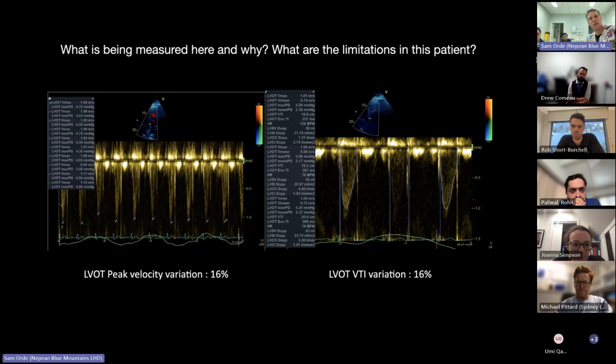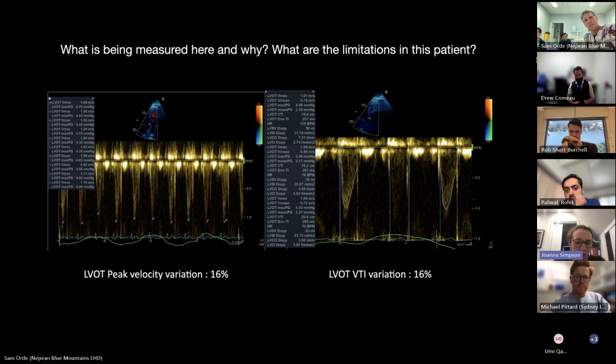Why are we measuring it? Are there any other reasons we measure this? Not that I can think of. I'm thinking of cardiac output, really. Yeah, absolutely, so cardiac output. You're trying to assess what the stroke volume is for the patient. So the LVOT VTI gives an indication of what the stroke volume is, which then gives you an indication of the cardiac output, because you multiply stroke volume by heart rate.